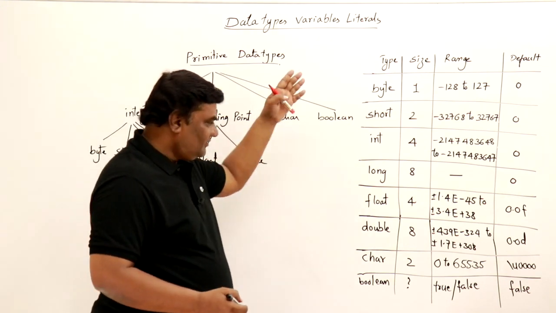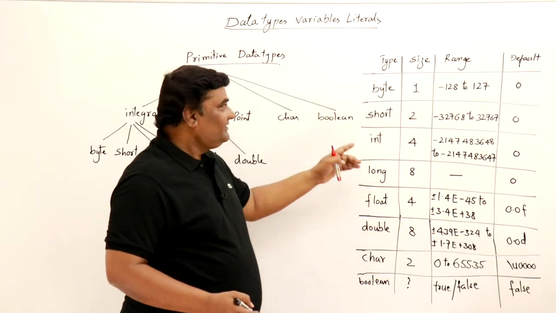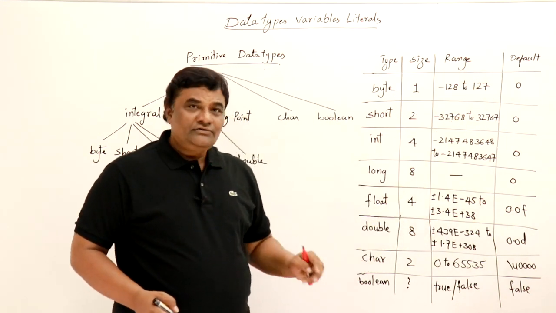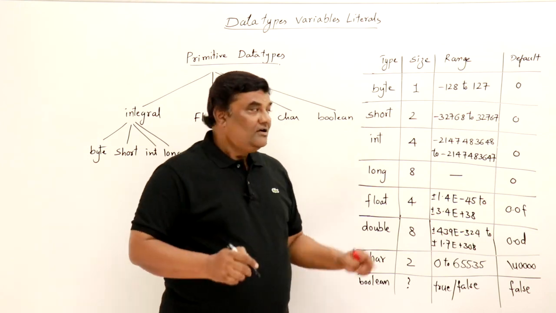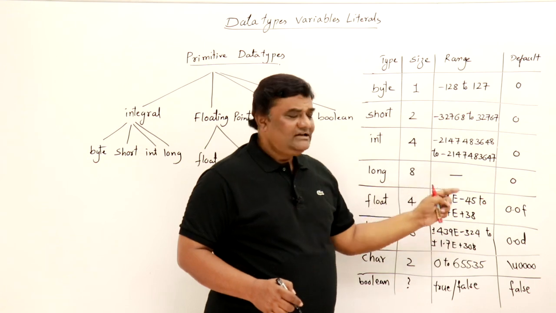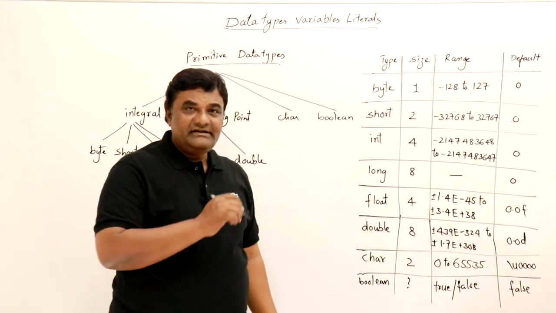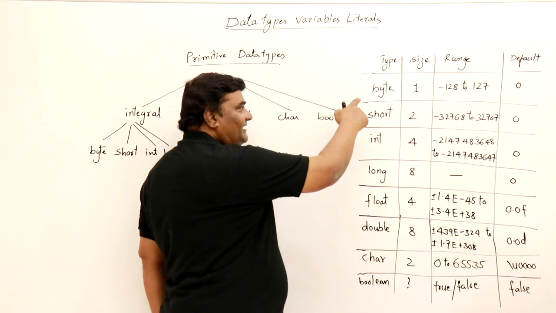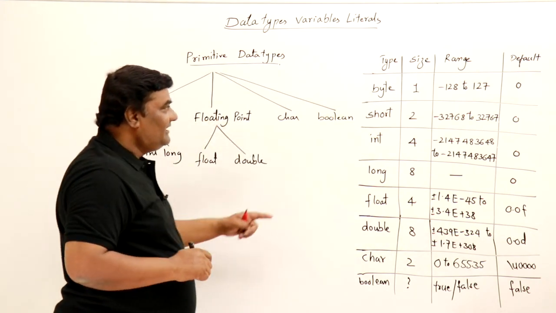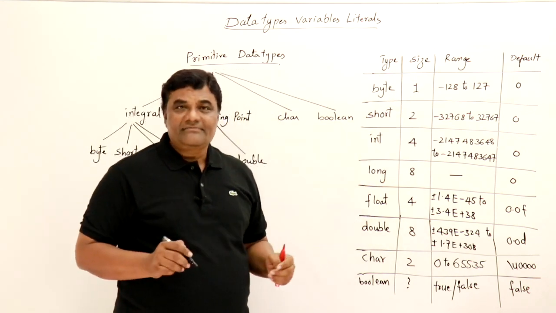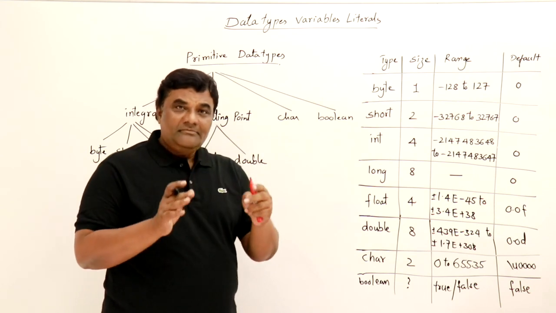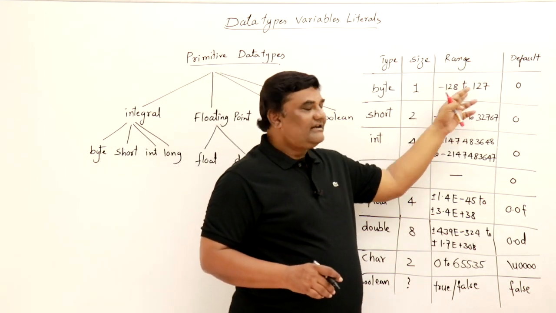Here I have a table of all these data types, showing the type, its size, the range of values, and the default value. You should have an idea of this table. You should remember all these data types, their sizes, and some of the ranges. Default values are very simple. Let us study what is in the table. The first data type is byte. This is integral type and it takes just 1 byte. In 1 byte, the range of values that we can store is -128 to 127.